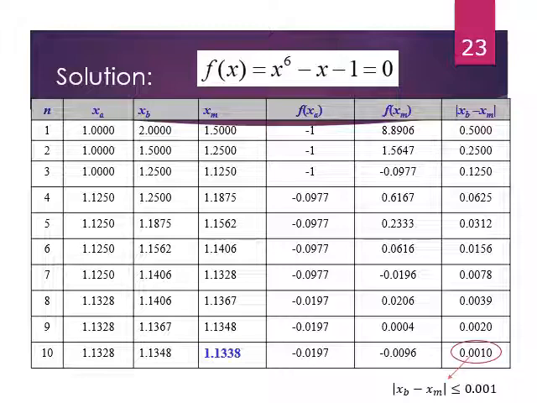The root is basically x star. I put a star to denote that it is the root of the nonlinear equation, the approximation root. This equals 1.1338. We choose the last value of xm from the last iteration.